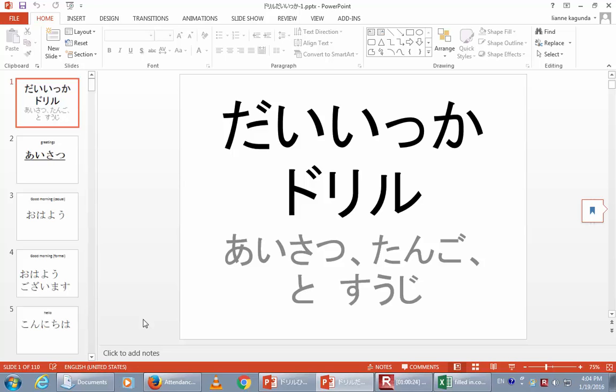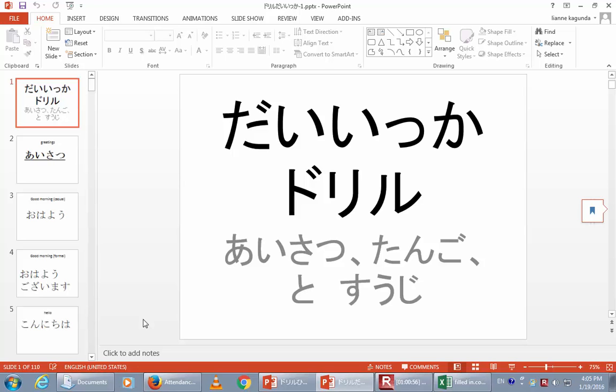Aisatsu is a header in your greetings chapter, your greetings section, because aisatsu means greetings. So that's the greetings header. Again, it wasn't officially part of your tango, but I figured why not, right? It's good reading practice, and it's good just to know when you hear aisatsu what they're talking about.